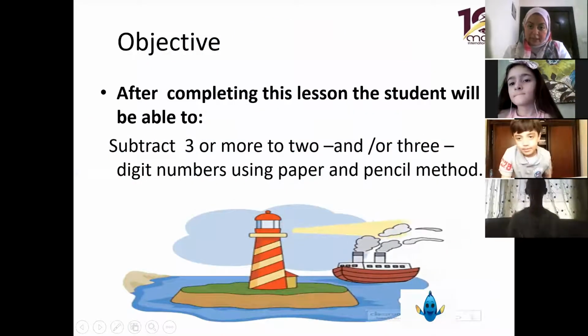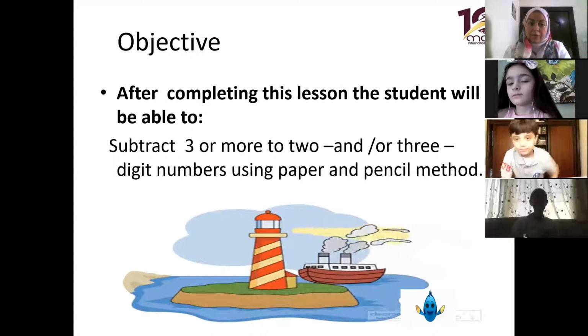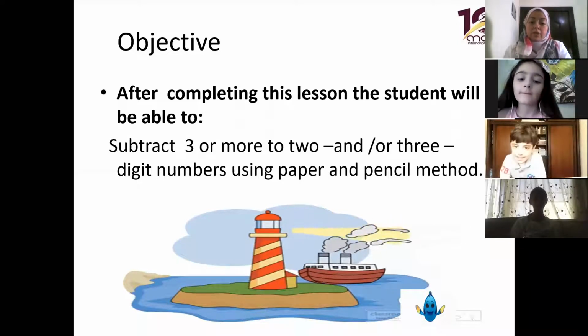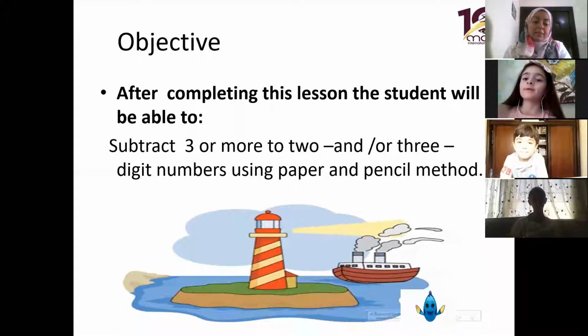After completing this lesson, the student will be able to subtract 3 or more 2-digit numbers using the paper and pencil method.